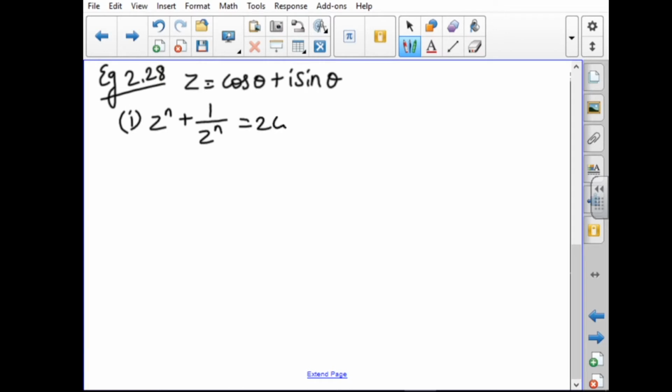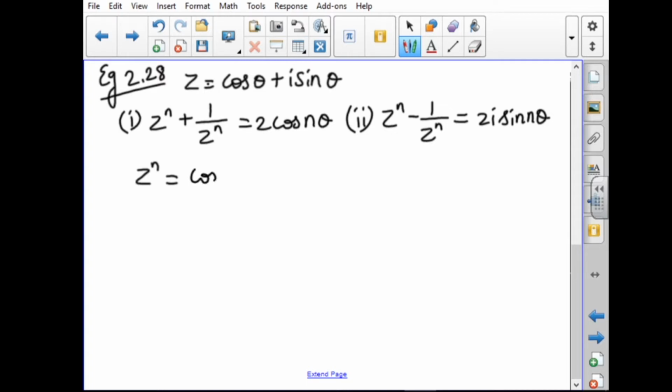is equal to 2 cos n theta. This is to prove, and the second condition is we have to prove that z power n minus 1 by z power n is equal to 2i sin n theta. So, these two things we are going to prove by using the given z. So, z is given. First, let us find out what is z power n. So, z power n is equal to (cos theta plus i sin theta) whole power n.